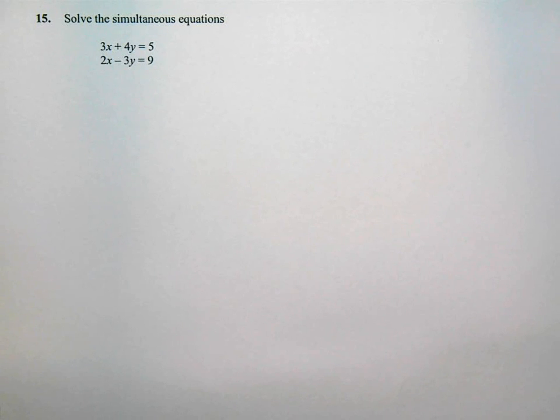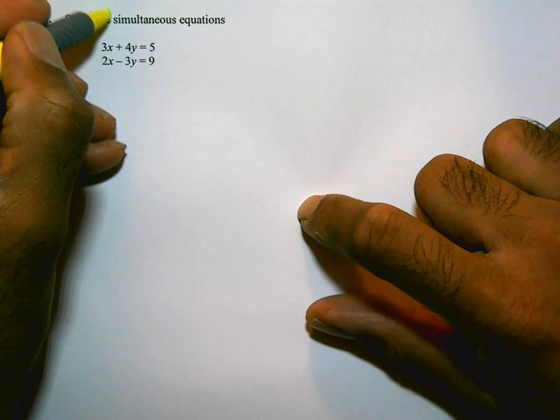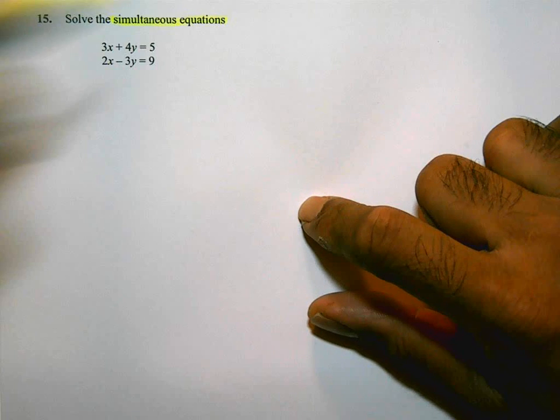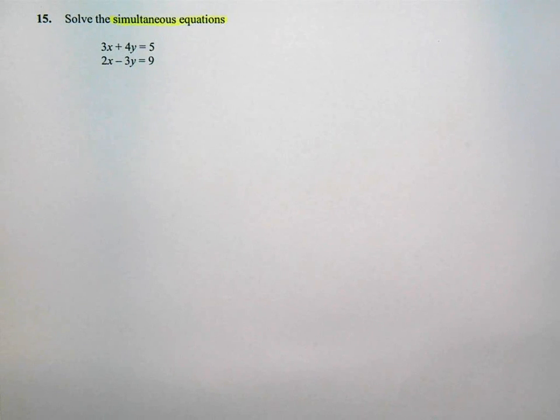This is question number 15 on the November 2013 higher non-calculator paper. This question simply reads, solve the simultaneous equations. So this question is effectively telling you what it is, and straight away in your mind you're thinking back to the methods that you've used in class, and they're standard methods for solving these types of equations.